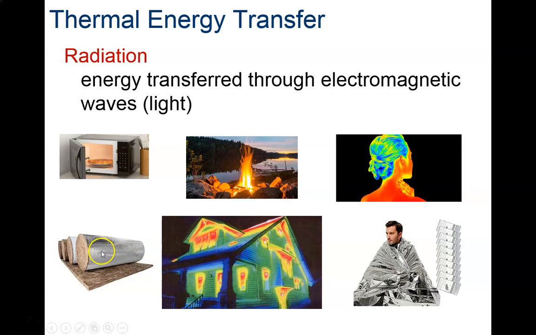Notice this is some insulation, and it's foil backed to reflect that radiation because it is a form of light. You can reflect it back into the house, or during the summertime we reflect it away from the house.